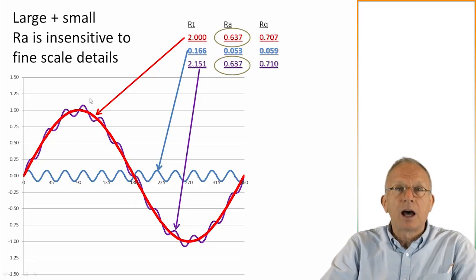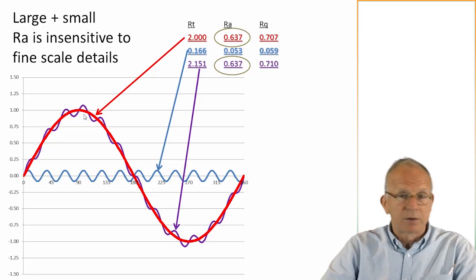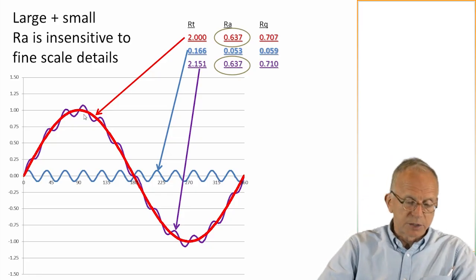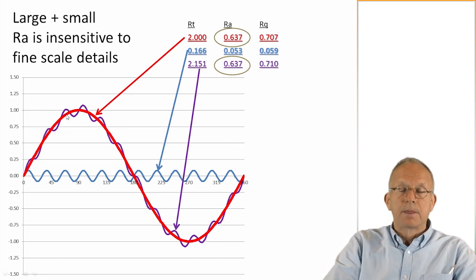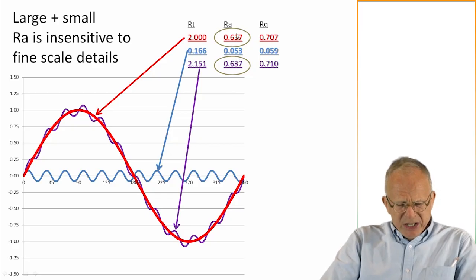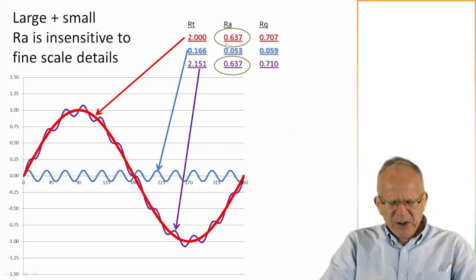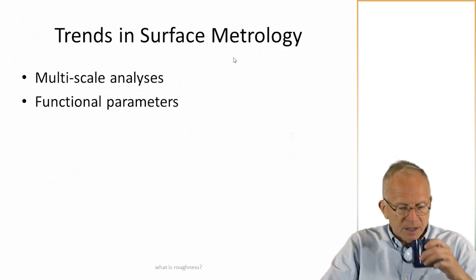Now this higher spatial frequency superimposed can obviously have some impact on behavior. It might be scattering light or sound or something, or influencing adhesion or cleanability. So the surface with all the ups and downs can have distinctly different behaviors than the large-scale smooth surface. But these differences will not be discoverable by the average roughness.